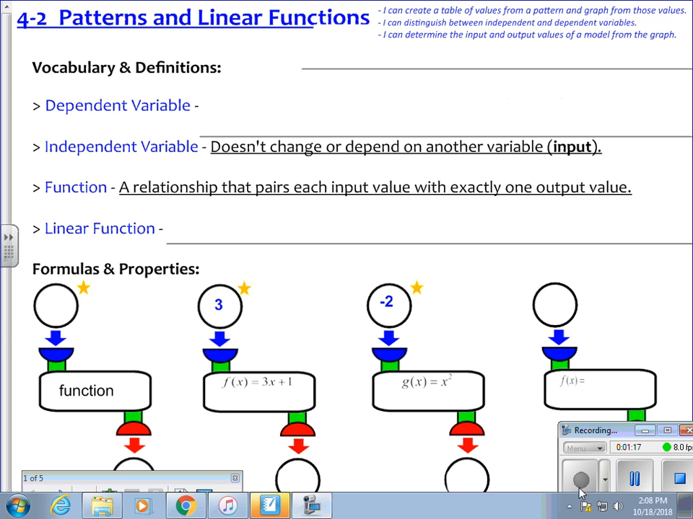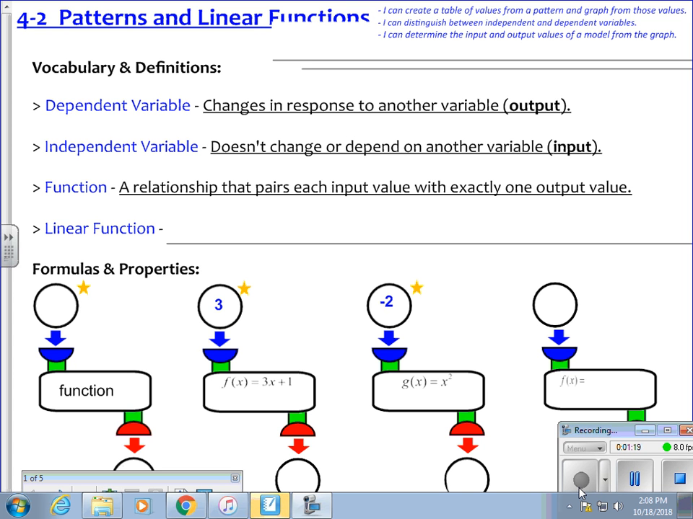A function is a relationship that pairs input and output with exactly one output. So for every x, I only have one y to go with that x. That's a function. I put in an x, I get a y. They pair up. Anytime I have x and y pairs, I have a function.